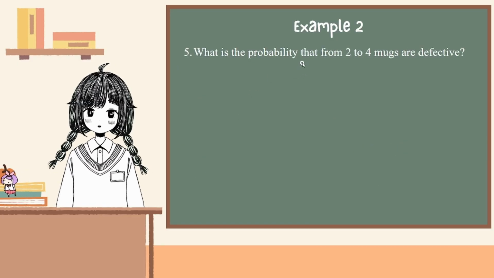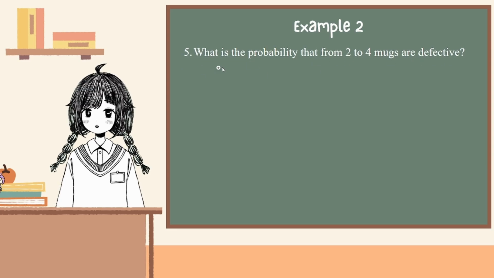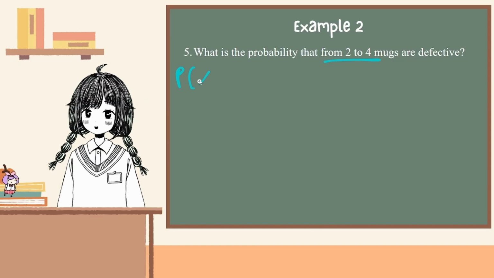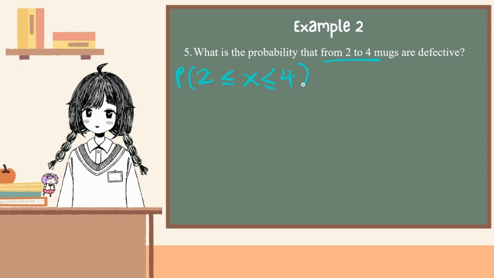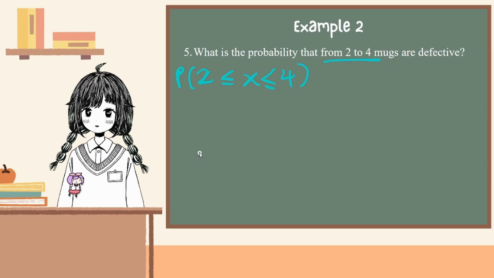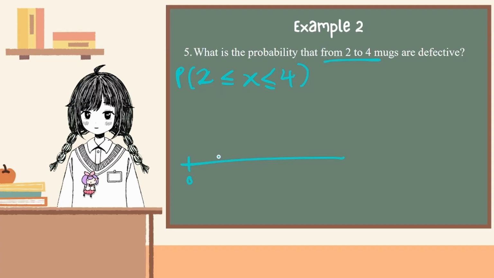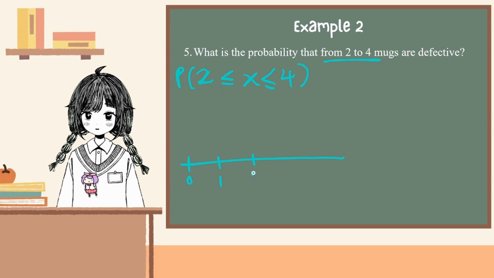Question 5. What is the probability that from 2 to 4 tiles are defective? So from 2 to 4 means P(2 ≤ X ≤ 4), including the 2 and 4 as well. So if we were to draw, 2, 3, 4.